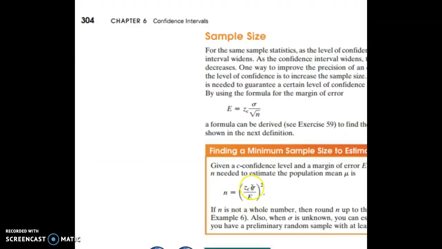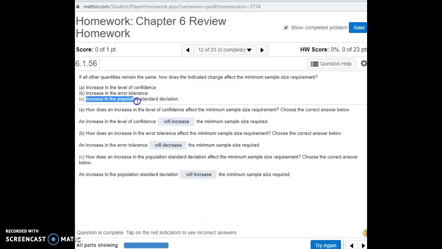And lastly, increasing the population standard deviation. Again, that is making the top part of the fraction larger, which makes the overall value larger. So our minimum sample size result will be larger, it will increase. And without looking at the formula, if our data is more spread out, that's what a larger population standard deviation would mean, then we're going to need a larger sample to get a more precise, honed-in confidence interval for a smaller range of numbers to estimate the population mean. So more spread out data means we're going to need a larger sample.